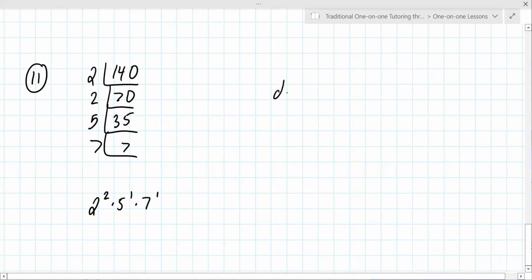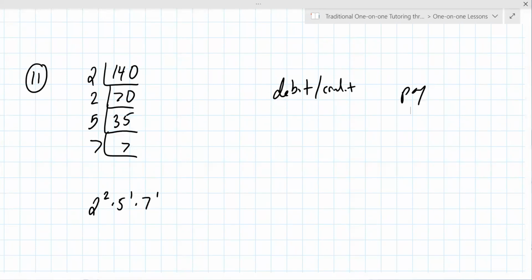But just real quick here, whenever you use your debit or your credit card to pay for something, they use an algorithm that requires this prime factorization. So this is actually used in encryption algorithms in real life.